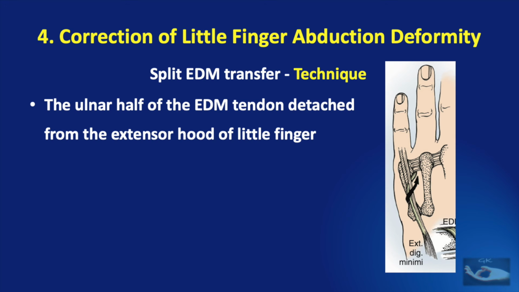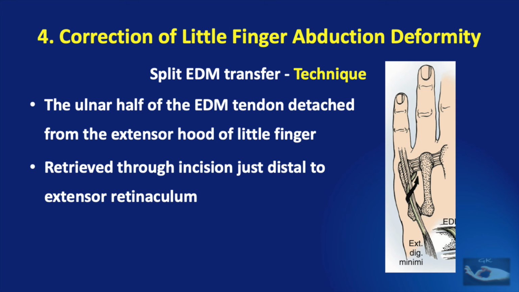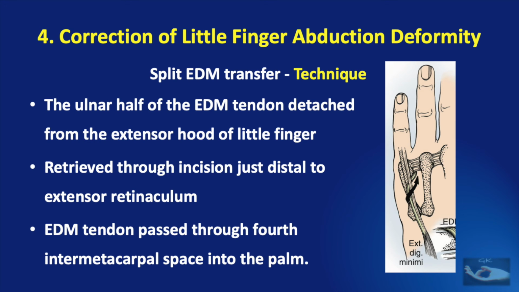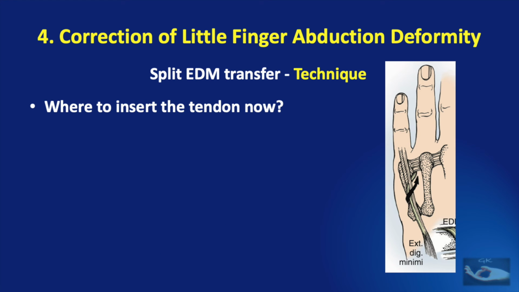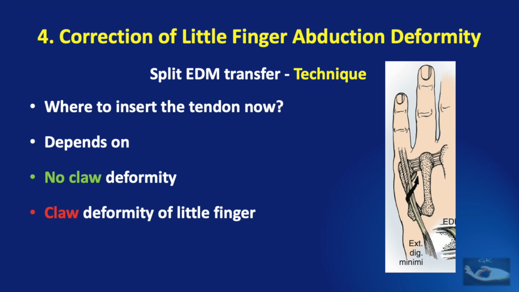First, the ulnar half of the extensor digiti minimi tendon is detached from the extensor hood of the little finger. This detached tendon is retrieved through an incision just distal to the extensor retinaculum. It is then passed again through the fourth intermetacarpal space into the palm. Now, where should this tendon be inserted? It depends on whether there is no claw deformity or whether there is a claw deformity of the little finger.